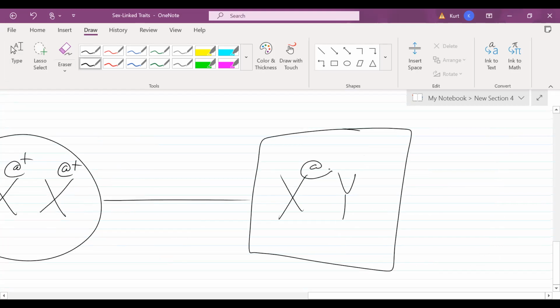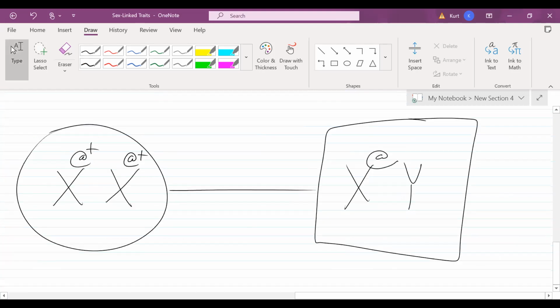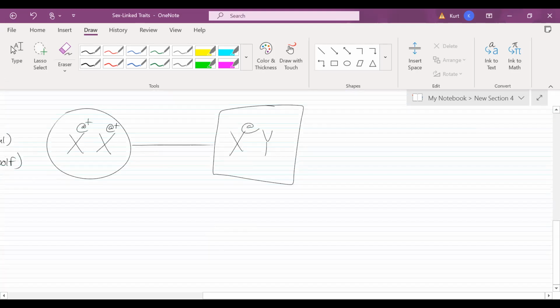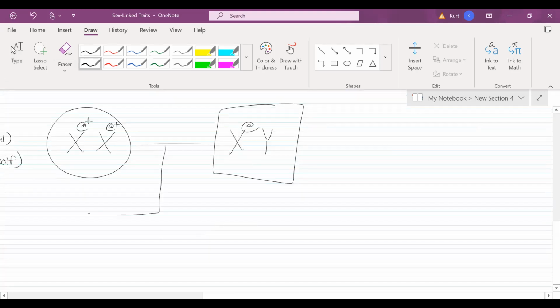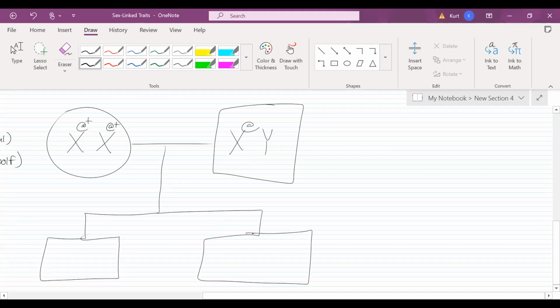I want you to notice something. If this trait is linked to the X chromosome, how many copies can a female have? How many copies can a male have? One. Because males only have one X chromosome. Females, you all have two. So here's my big question. This man and this woman have two sons. Will their sons inherit the werewolf gene from their father?